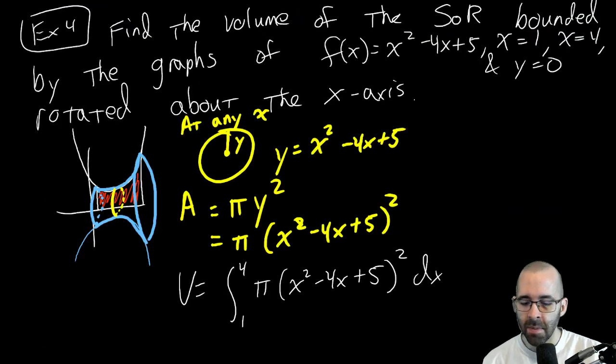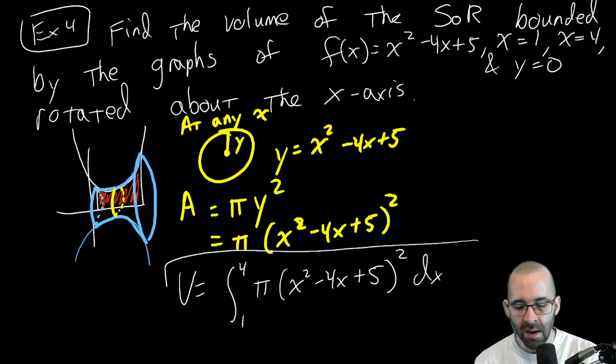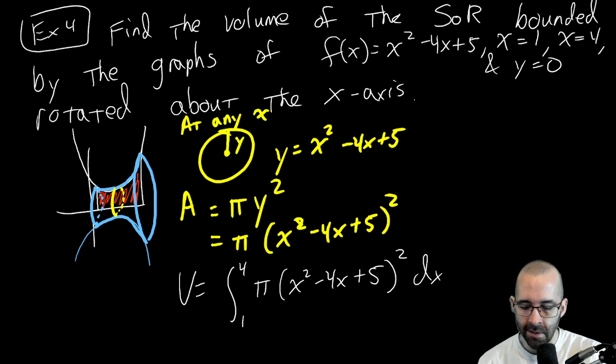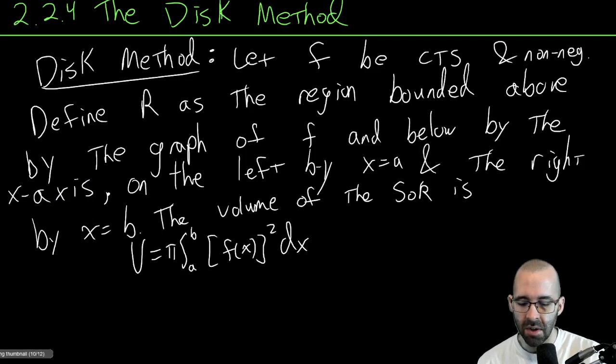I wouldn't even recommend memorizing this formula. Just doing it like this every single time is probably what I would recommend. It won't even take that much longer, just a little bit. But again, this is exactly what we did, right? This is just pi times the radius squared. Because our cross sections, if we look at things this way, are going to be circles. So again, this is exactly what the disk method gives you. Just if you want to jump right there.